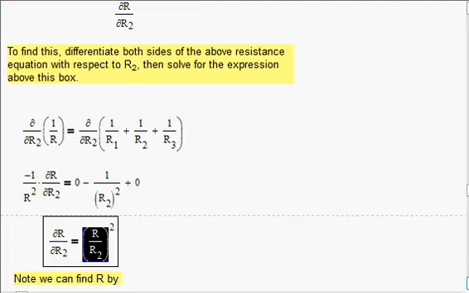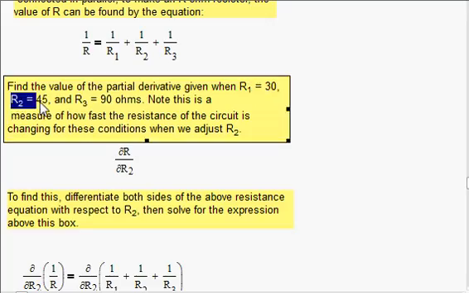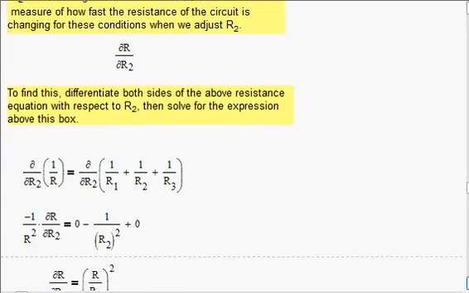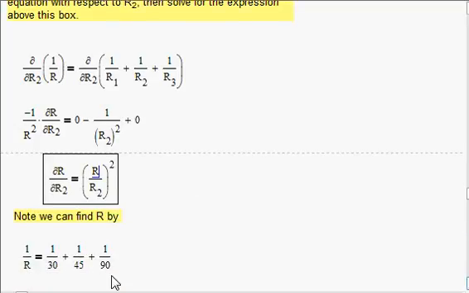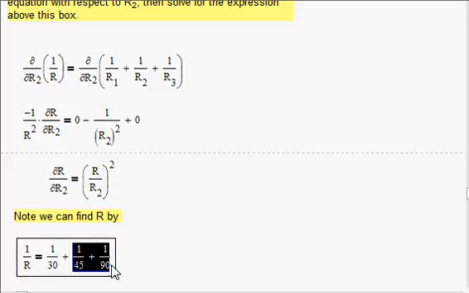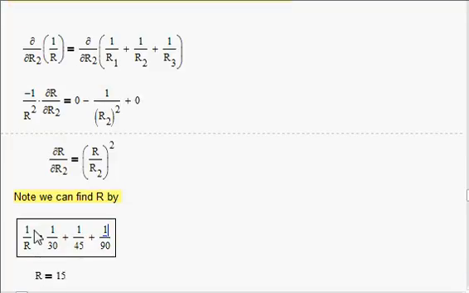Now the question is, how do you find R? Well, we were given some information. R1 was 30, R2 is 45, and R3 is 90, and we're given this nice formula. So to find R, we can substitute: 1 over R equals 1 over 30 plus 1 over 45 plus 1 over 90. With a common denominator of 90, that's 3 plus 2 plus 1, so 6 over 90. 1 over R is 6 over 90. And so inverting both sides, R equals 90 over 6, which is 15.